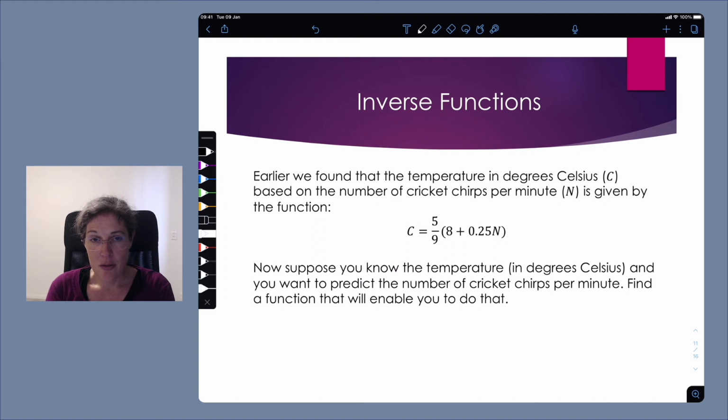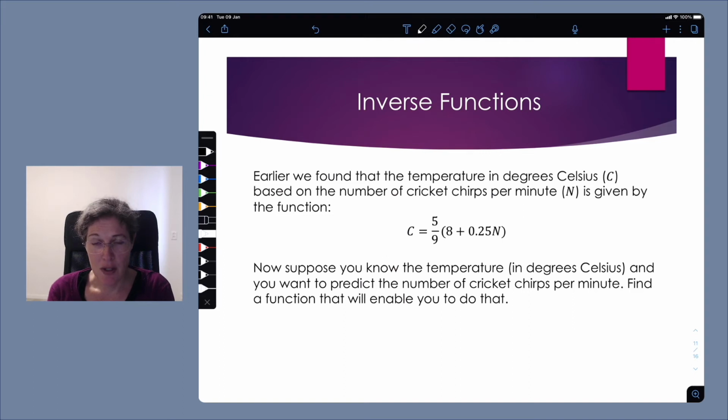So a vaguely related technique is that of finding inverse functions. You'll see in a moment how they're connected. So earlier we were talking about crickets and the temperature, and we found that you could work out the temperature if you knew how many times a minute a cricket was chirping. But maybe you would like to go the other direction. So it might be useful to know, if you know the temperature, how many times a minute you expect your cricket to chirp. I don't know, could be something you wanted to find out.